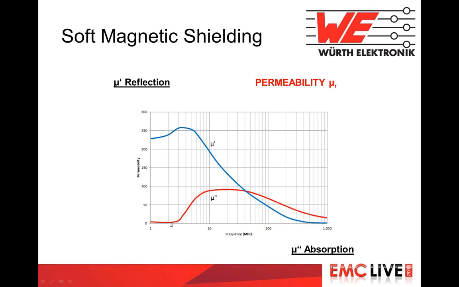That's good, for example, for wireless power, because we don't want absorption, because that will reduce our efficiency. But if we have a noise in a frequency that we want to absorb, then we will look for a high mu double prime. So playing with these materials, we will have different curves and can give you different solutions for reflecting or absorbing depending on your needs. It's a really powerful solution.